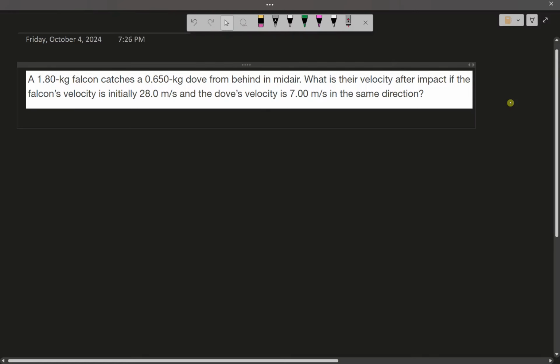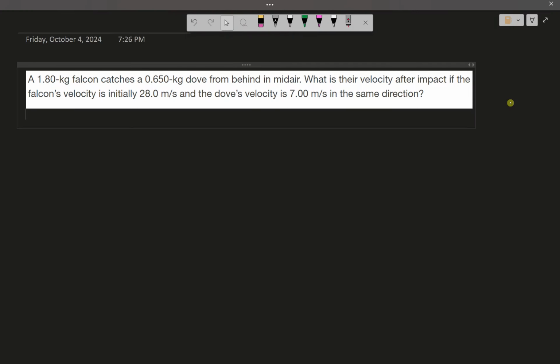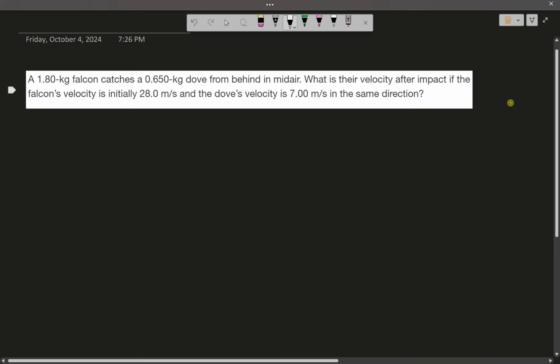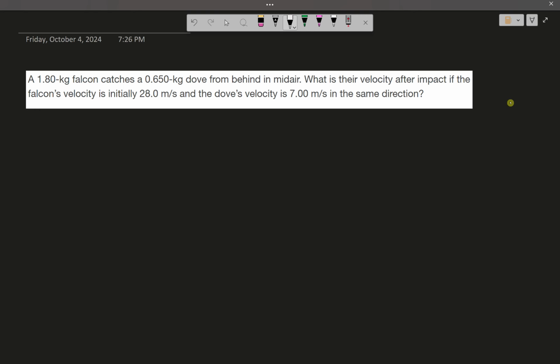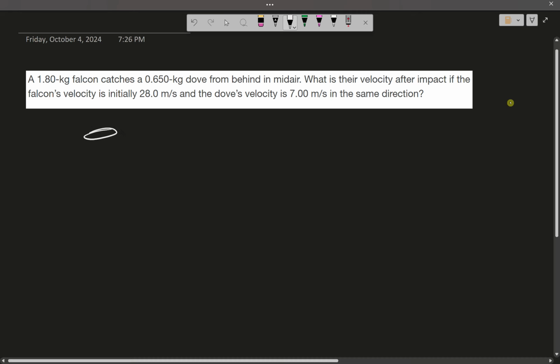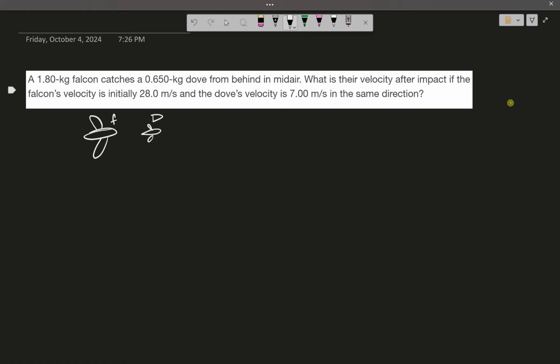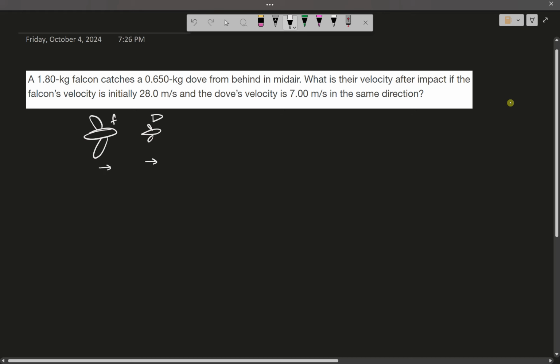Alright, in this problem we have a falcon that has a mass of 1.8 kilograms, and it catches a dove that has a mass of 0.65 kilograms from behind in midair. So, I can't draw birds. So this is a falcon, and this is going to be my dove. What is their velocity after impact if the falcon's initial velocity is 2.8 meters per second and the dove's is 7 meters per second in the same direction? So both of these are moving in the positive direction together.